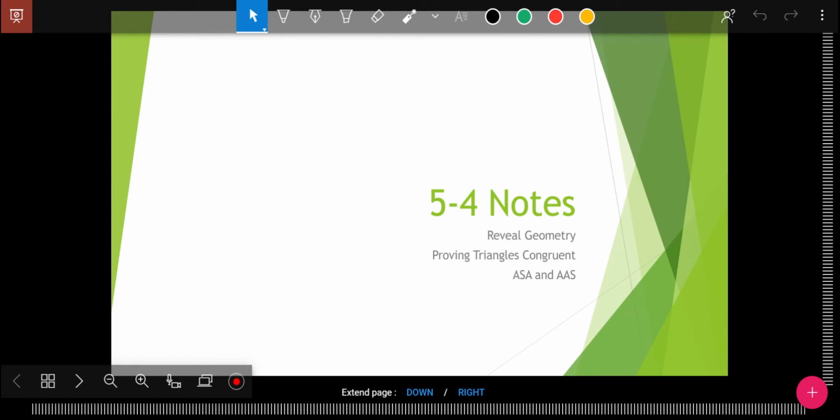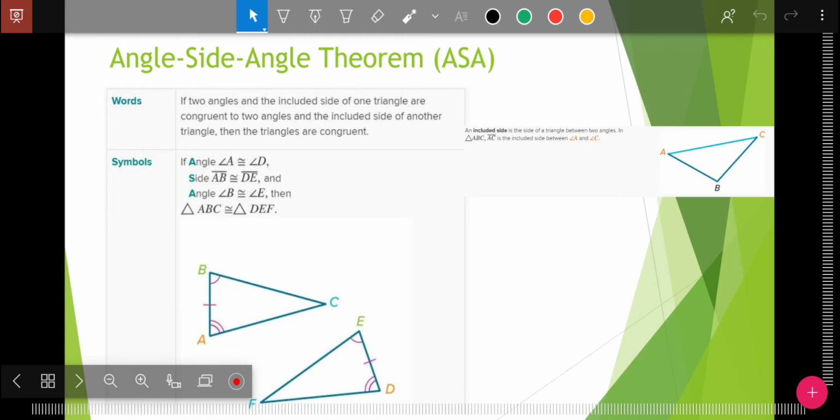Today's notes are going to be on the next two shortcuts here in Module 5, Lesson 4, ASA and AAS. And so the first one is ASA. Remember, these are congruence theorems, so you might want to say ASA congruence. And that stands for angle, side, angle. If it was my notes, I would probably just write down angle, side, angle, or ASA congruence and draw the picture.